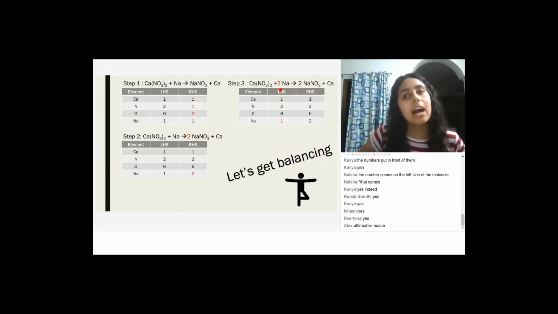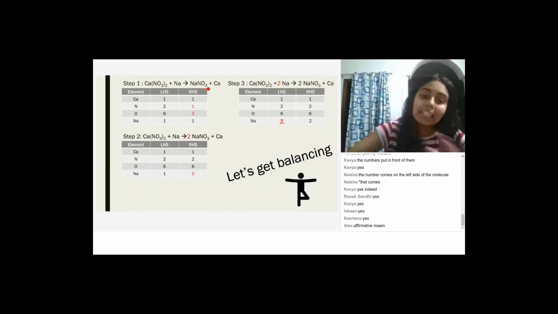And now the right hand side remains the same, 1, 2, 6, 2, but the left hand side will change. So this will become 1, 2, 6, and in front of sodium I've put the big number, so this will become 2. And now my equation is balanced. Did everybody understand till here?